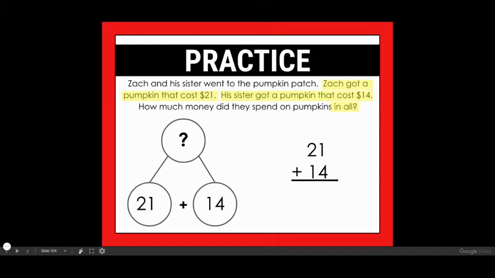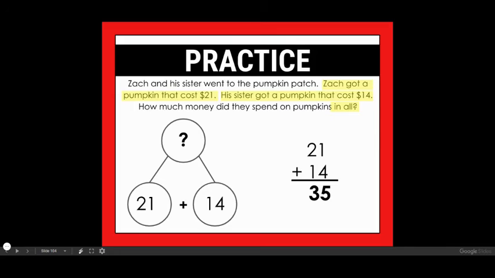Now you can solve this however works best for you. If you want to do algorithm, just like I have mine set up here, you can use algorithm. If you'd rather set up a hundreds, tens, and ones chart and either do it with branching or the base 10 blocks, you can do it that way too. Whichever way works best for you. But once you solve this problem, you're going to get your whole. So 21 plus 14 equals 35. So your whole would be 35.